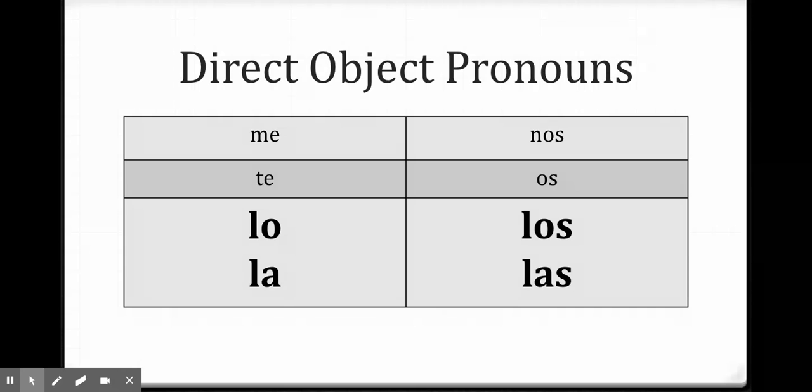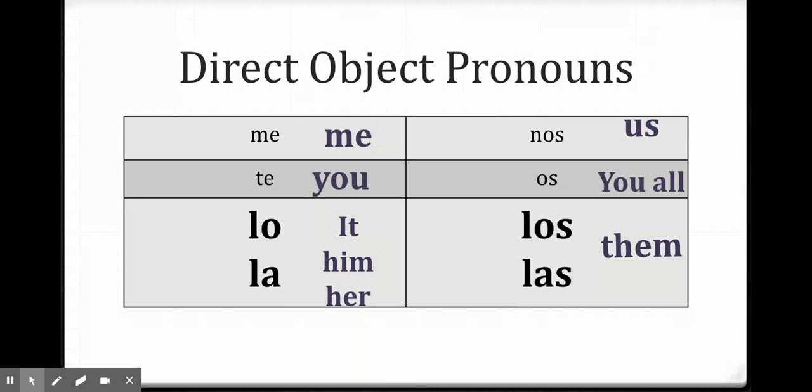So here's the easy part. If your thing, for example, if we say la mesa, the table, you replace la mesa with la. It's literally just going to be the definite article. If we have las mesas, you replace las mesas with las. If we have los cuadros, you replace los cuadros with los. The only weird one is if you have like el bolígrafo, the pen, you replace el bolígrafo with lo instead of el. That's the only one that's weird. But the rest of them, whatever the definite article is, that's what you use. So me, you, it, him, her, us, you all, and them.